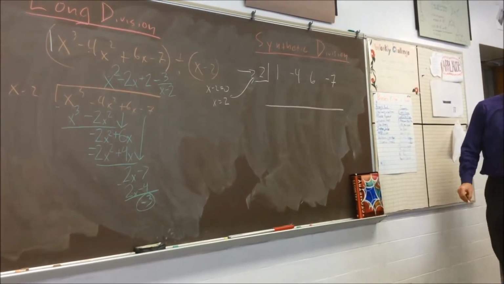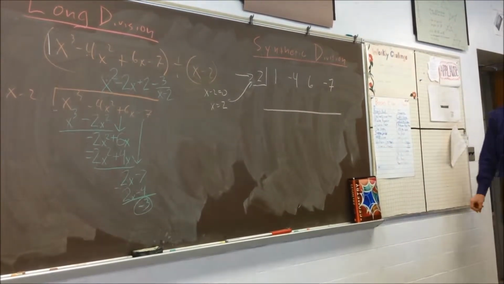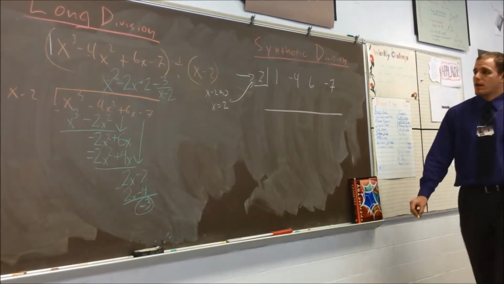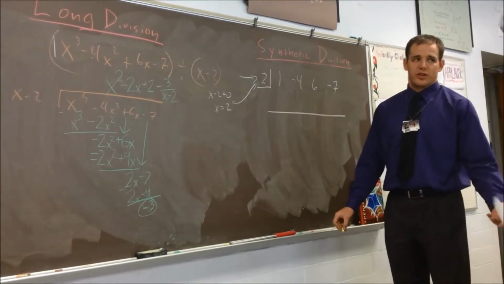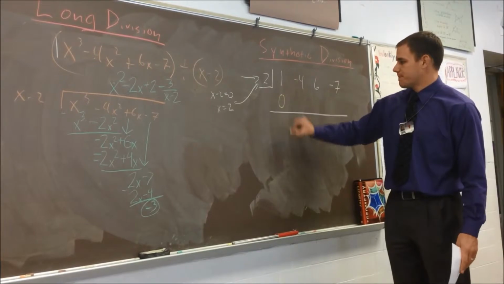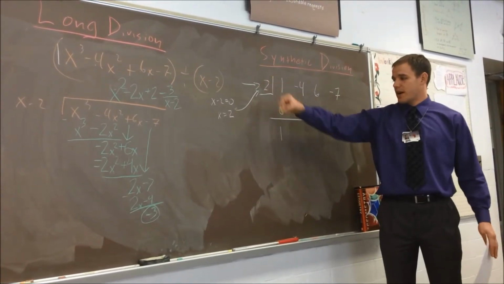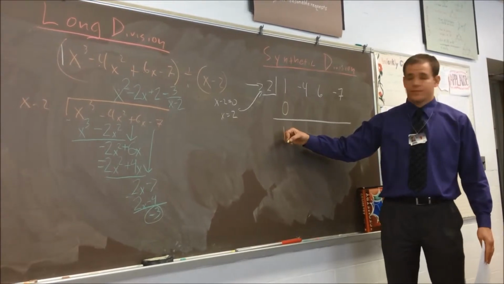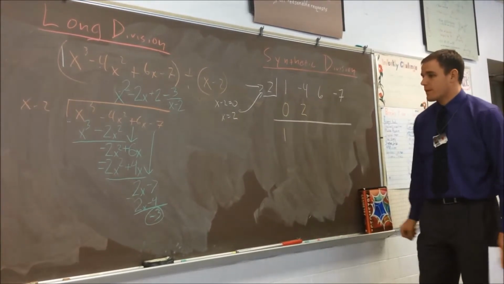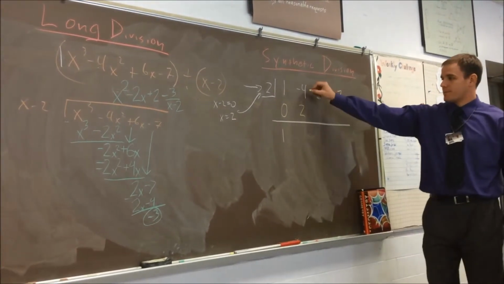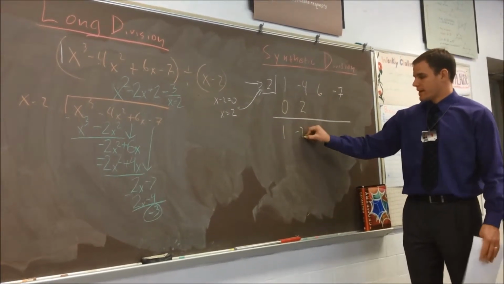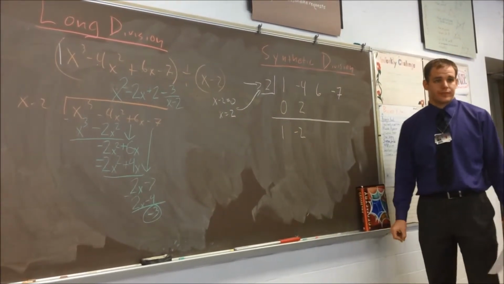Put your pencil down a second, just watch. Okay, your time to copy. The first number is just going to be a 0. I'll explain why in a moment. I'm going to take the 2 times the 1, which gives me 2. And I'm going to add these two together. And I get -2. Okay?